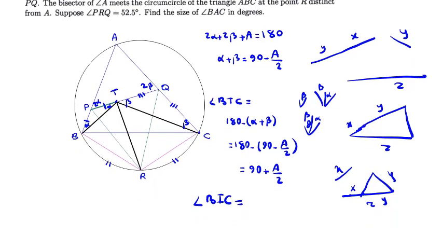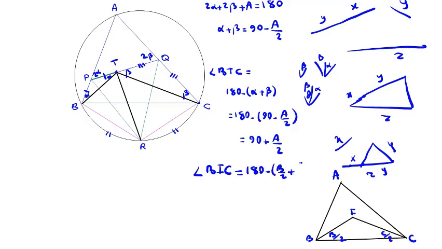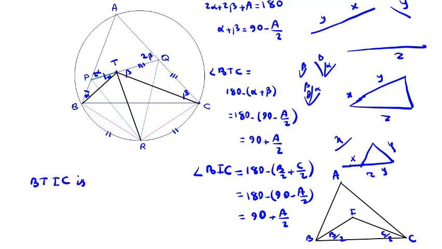Let me draw the figure here. That BIC, if we have ABC and BIC here, it is B half, it is C half. So BIC equals 180 minus B over 2 plus C over 2, which equals 180 minus 90 minus A over 2, which equals 90 plus A over 2. These two things are equal, so you can conclude BTIC is cyclic. Now, you can easily prove that RT equals RI.